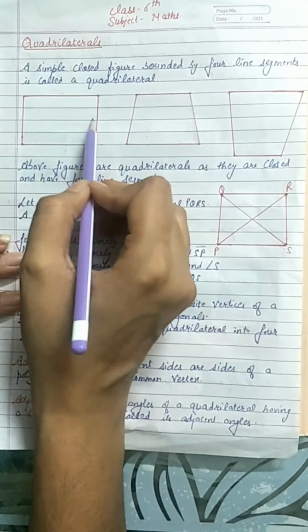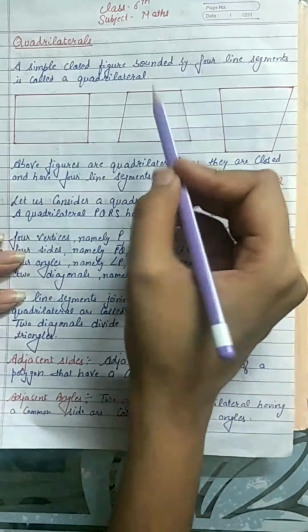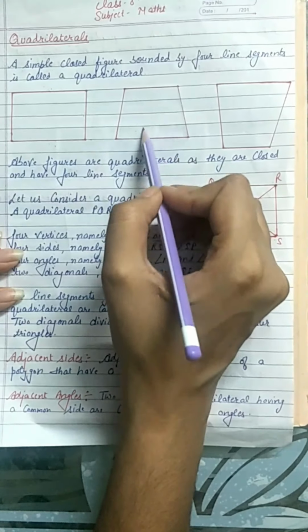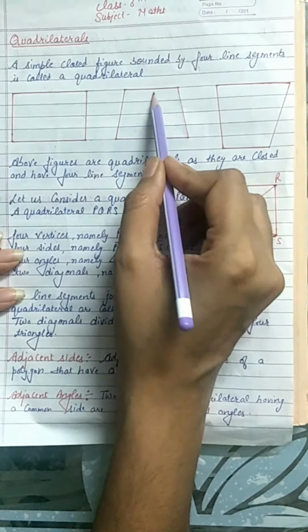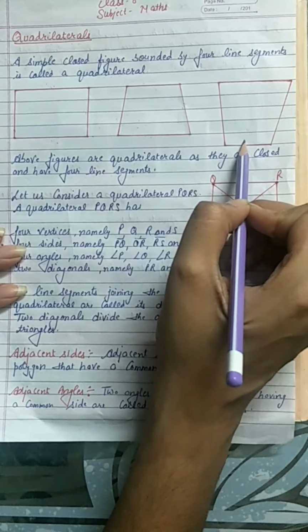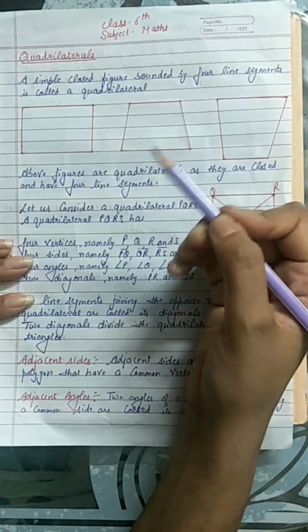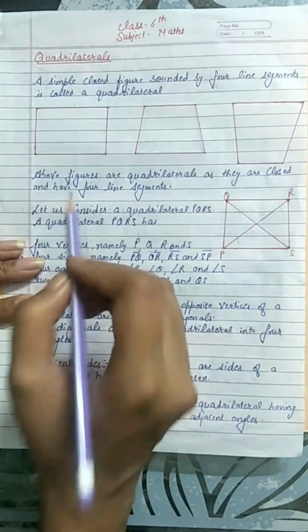You can see 1, 2, 3, 4. These are 4 line segments, so they form a quadrilateral. Here in this figure also it is a quadrilateral bounded by 4 line segments, 1, 2, 3, 4. Similarly, this figure is also called a quadrilateral. So we can say that a four-sided polygon is called a quadrilateral.